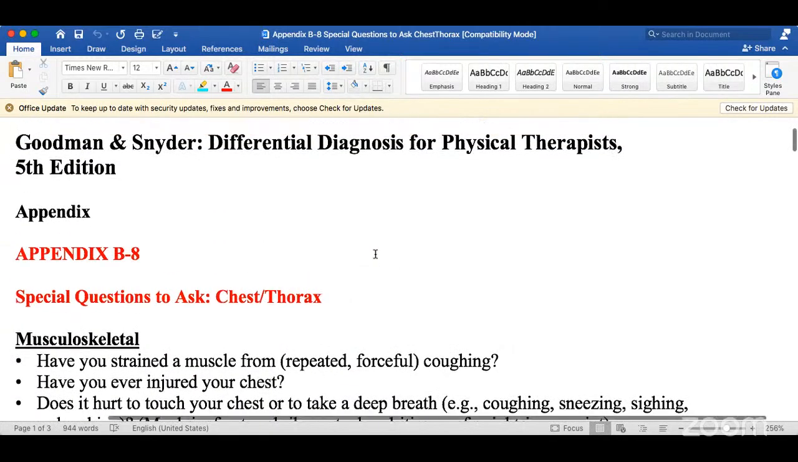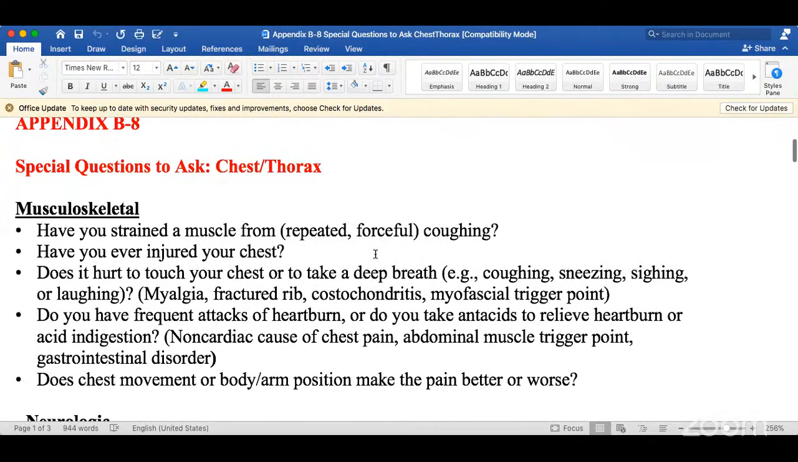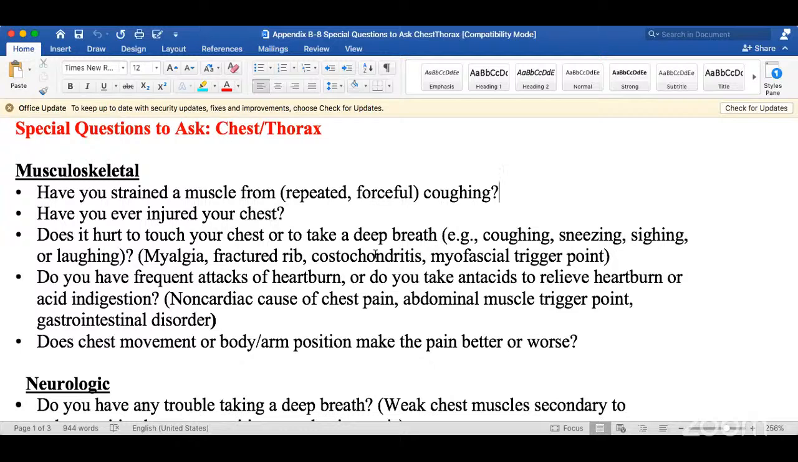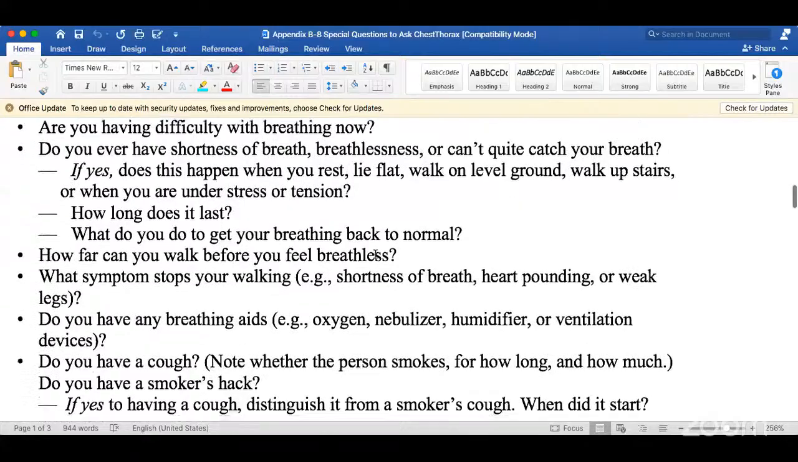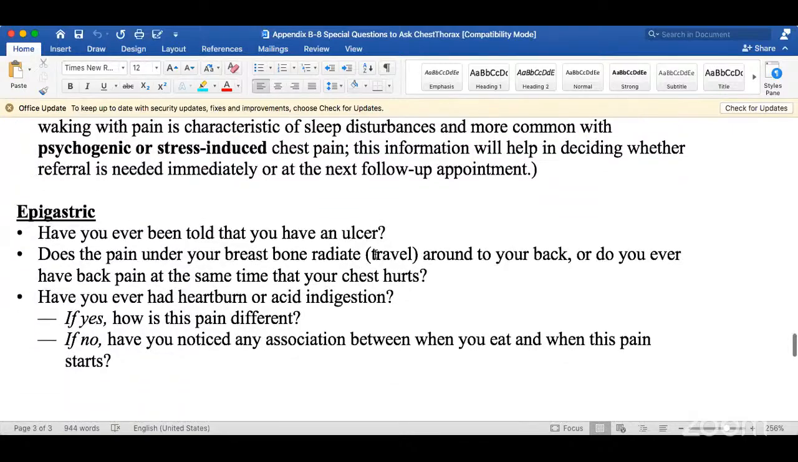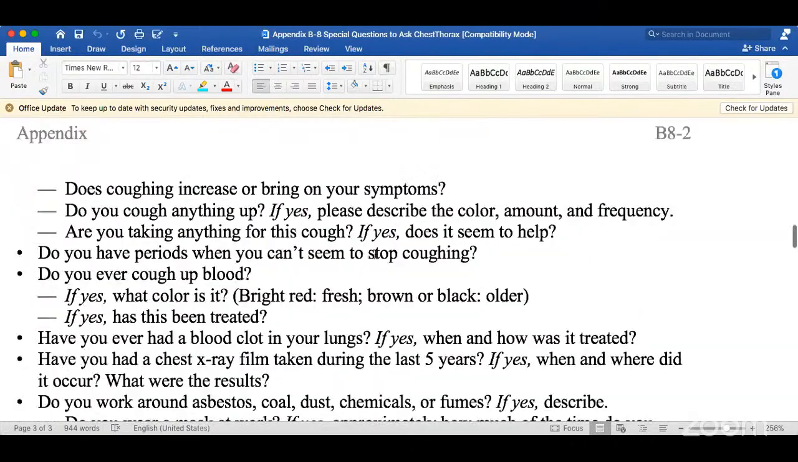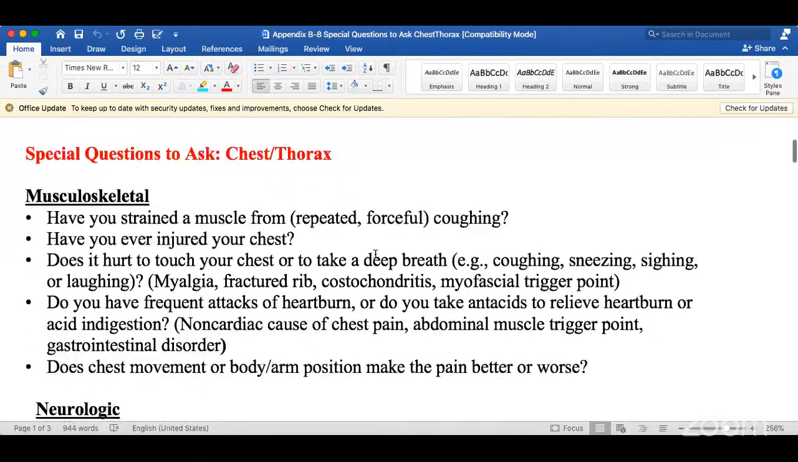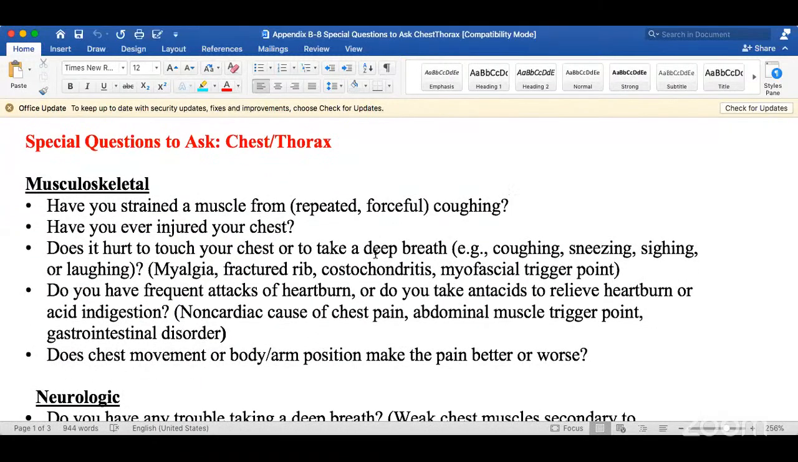So now we are looking at special questions to ask: chest and thorax. So especially the heart. When you have diseases or injuries that affect the chest, it could be a musculoskeletal problem that can indirectly affect the lungs or the heart. It could be neurological. It could be pulmonary. It could be cardiac, or epigastric. So what questions do you ask to be able to know if the problem is musculoskeletal? So maybe there is an accident.